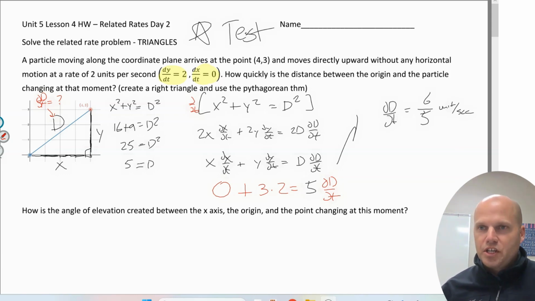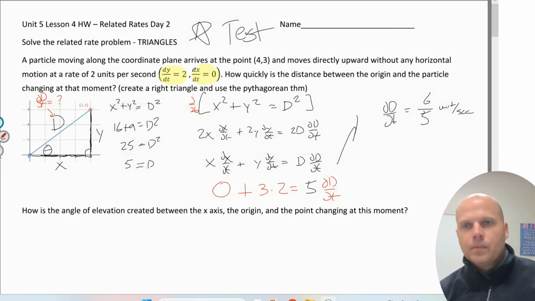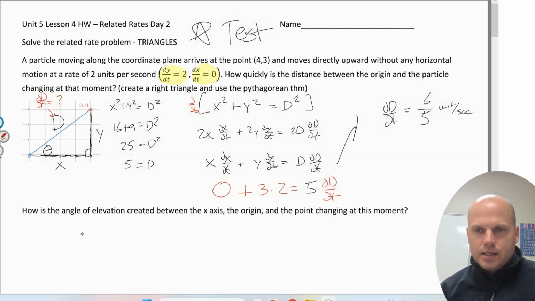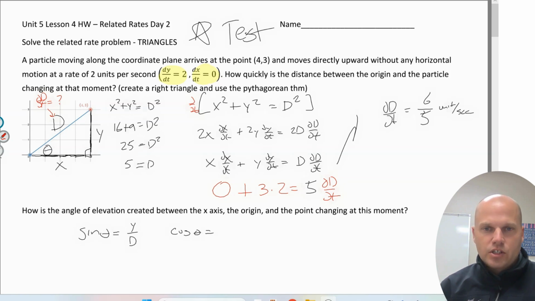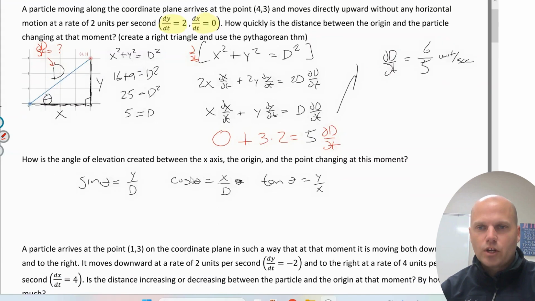Then we switch gears and we ask about the angle, how that angle is changing. Well, the formulas that have angles in right triangles are trigonometric formulas. Sine theta, which would be y over d, cosine theta, which is x over d, and we got tangent of theta, which is y over x. Okay, SOHCAHTOA is what we're going to use.